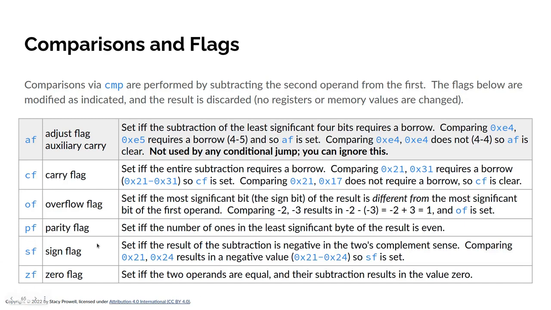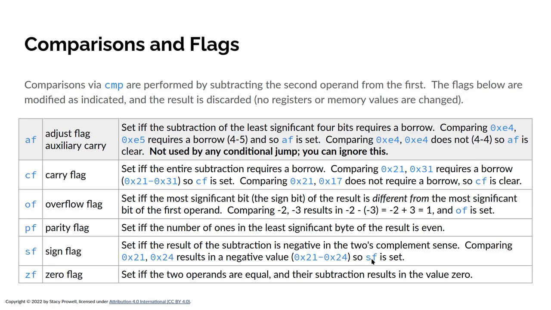The sign flag shouldn't be complicated. The sign flag is set if the result of the subtraction is negative in the 2's complement sense, right? Is the sign bit of the result set? Then the sign flag is set. Is it clear? Then the sign flag is clear. So when I compare 21 and 24, I subtract hex 24 from hex 21. This is bigger than this, so the result will be negative and the sign flag will be set.